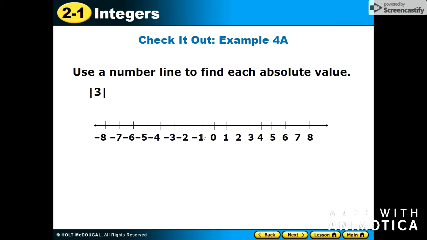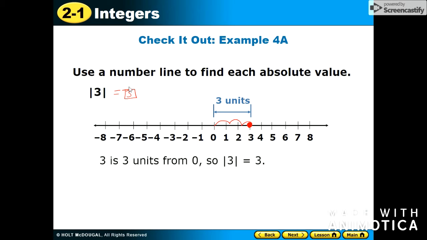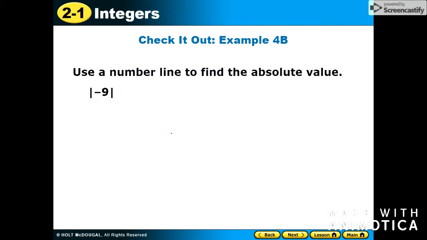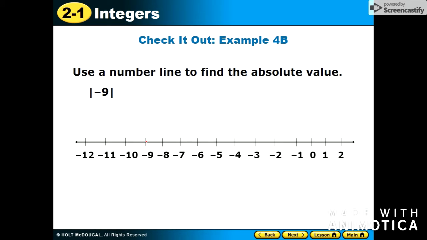So this one would not be on your sheet, but pause and see if you get it right. Use a number line to find each absolute value. Absolute value of 3. Okay, here's 3. It is 1, 2, 3 away from 0. 3 is my answer. Okay. Same for this one. Absolute value of -9. Okay, here's -9 on my number line. How far from 0 am I at -9? Well, I am 9 units away, so the absolute value of -9 is 9.